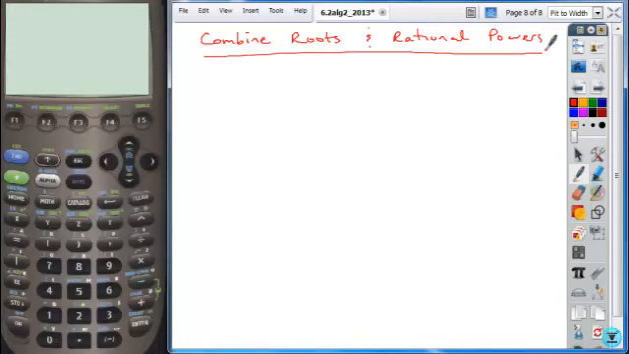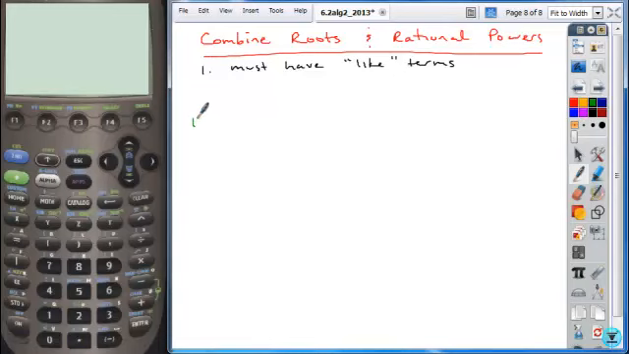Okay, so when you're dealing with roots, radicals, or rational powers, combining just means adding and subtracting them. And the only rule for this is you must have like terms. So you can only combine like terms. It's kind of like saying variables, and you can only add them if they have the exact same variable forms.